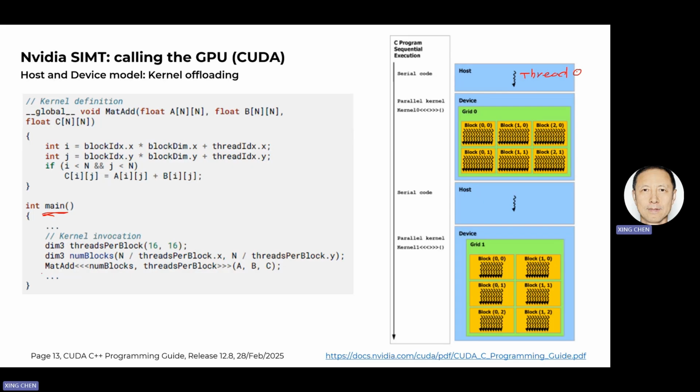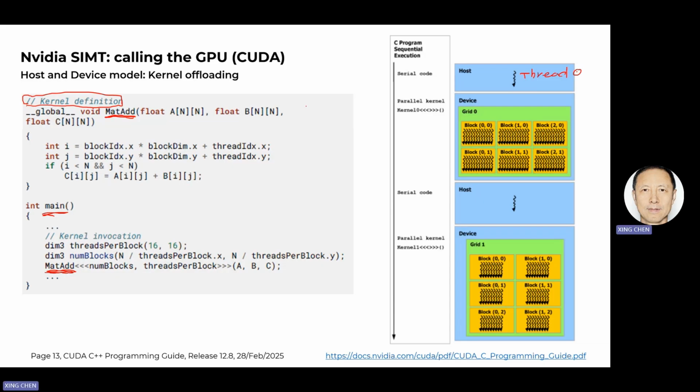What are you going to do? You need to do a function call. This is the function call. How does it work? Basically, you need to define the kernel function. This is the kernel function definition. So you need to define this kernel function. It's called matrix addition. What it's going to do is that you have two matrices.